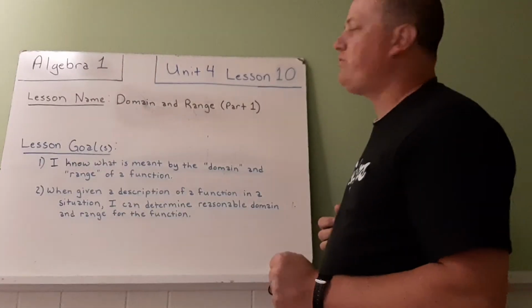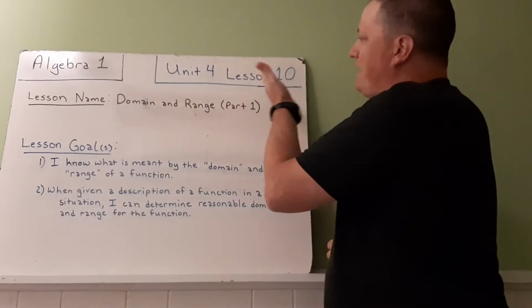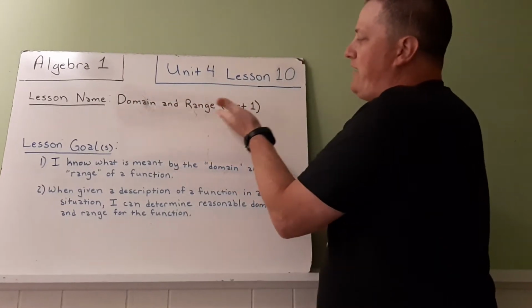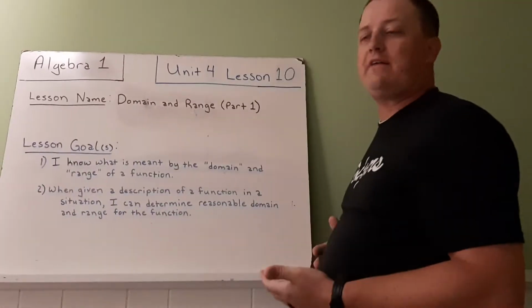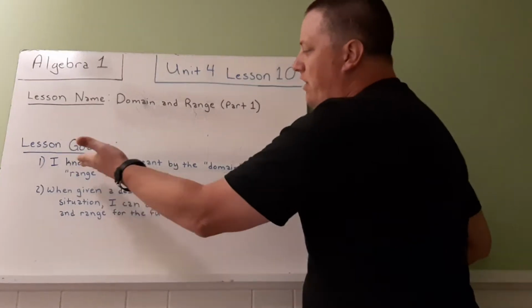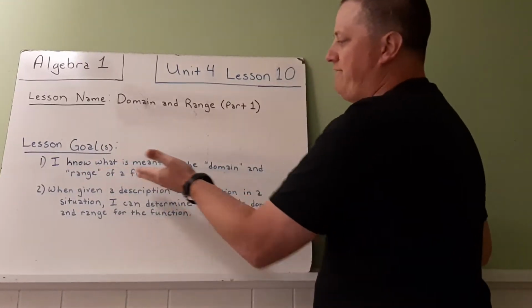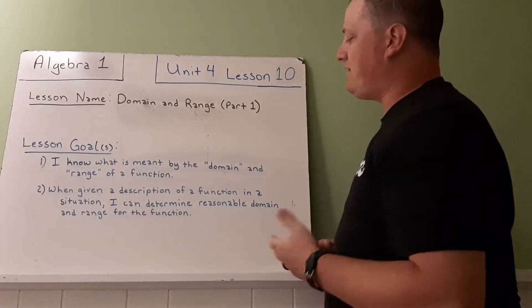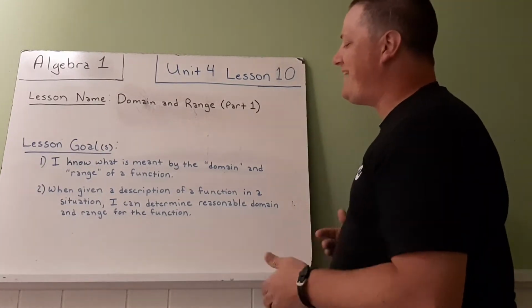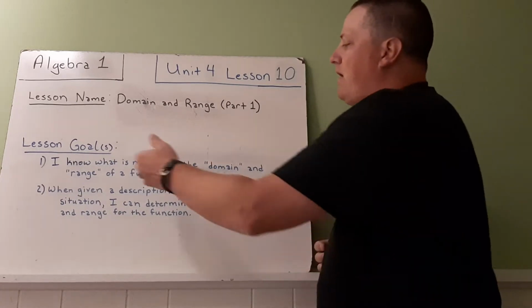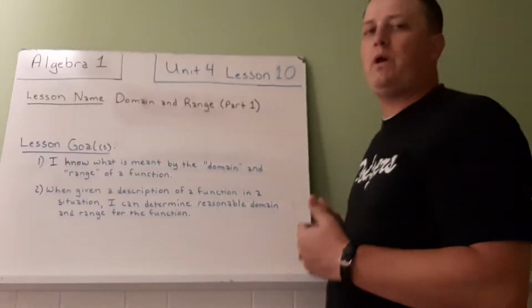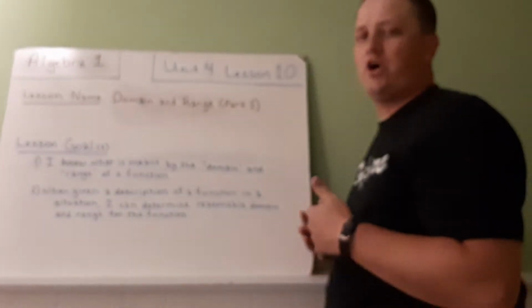All right, Algebra 1 students, let's look at Unit 4, Lesson 10, Domain and Range, Part 1. So our lesson goals here are, I know what is meant by the domain and range of a function. One of the first things that we have to understand is, what exactly does the word domain mean and what does range mean? Once we understand those two words, it should open up our learning within this lesson.